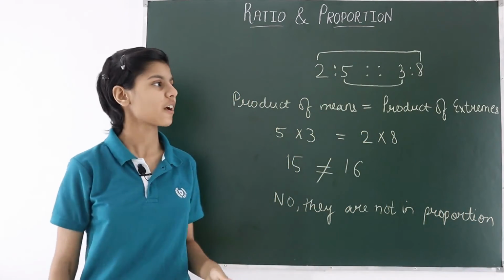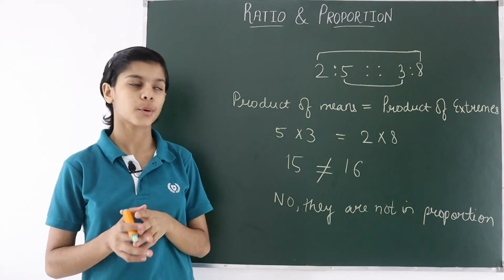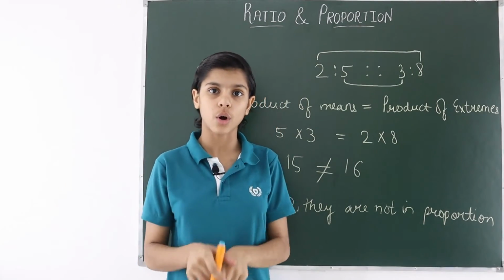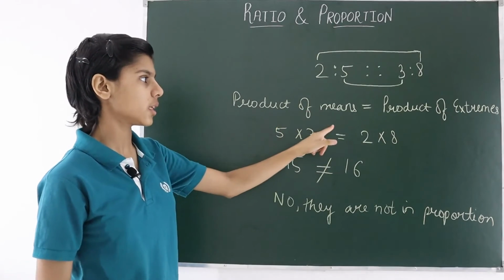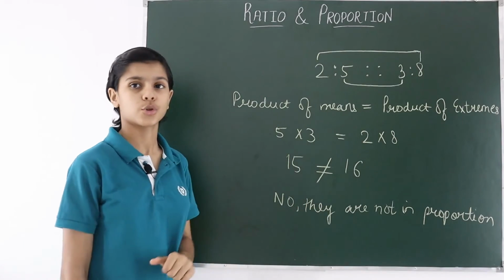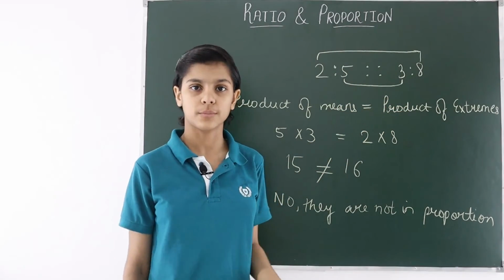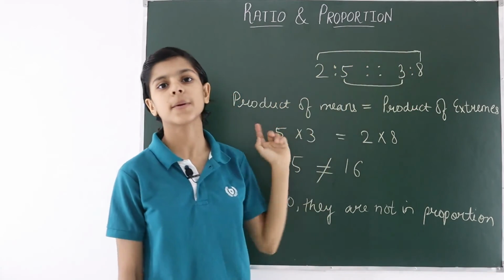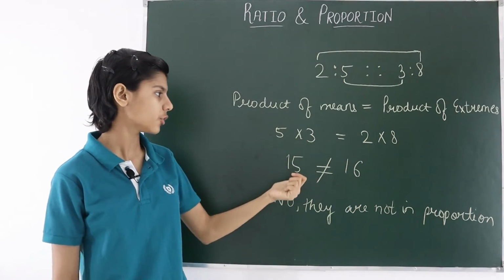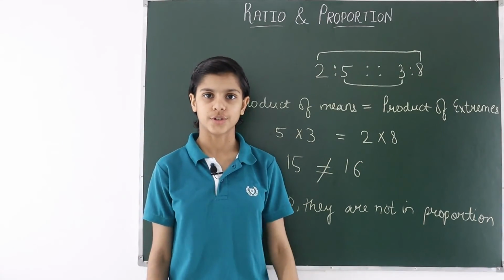Let's revise one more time. We have two ratios, and their comparison is known as proportion. To find whether the given terms are in proportion or not, we need a formula: product of means should be equal to product of extremes. Then only the given terms will be in proportion. Product of means is the inner side, and extremes are those present at the corners. If the product of both came equal, then you will write yes, they are in proportion.